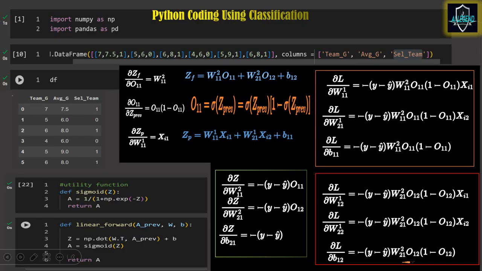The next equation is del L over del W121 is equal to minus (y minus y hat) multiplied by W211 multiplied by O11 multiplied by (1 minus O11), then multiplied by XI2. Similarly for bias, del L over del B11 is equal to minus (y minus y hat) W211 multiplied by O11 multiplied by (1 minus O11). Then our last derivatives are the last three.